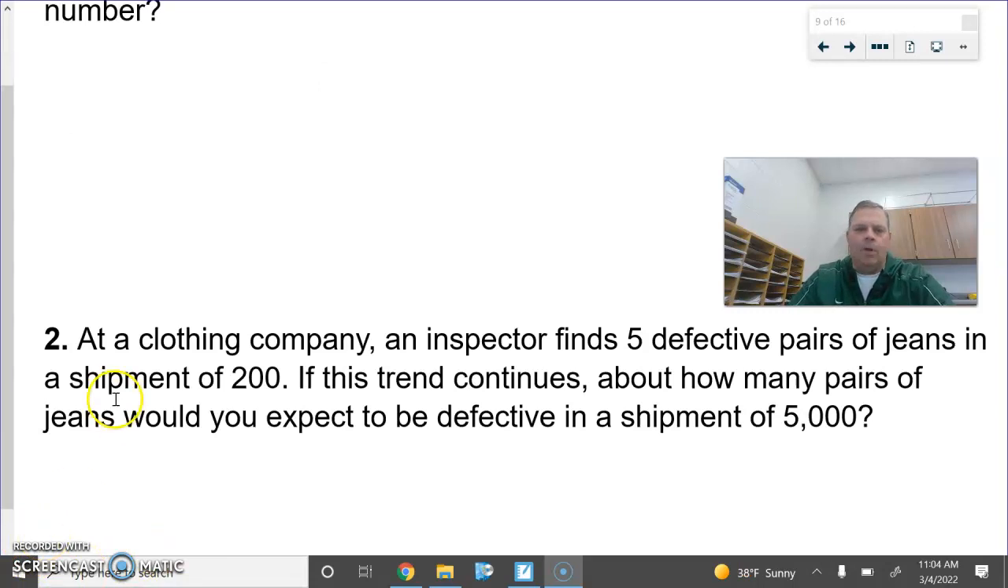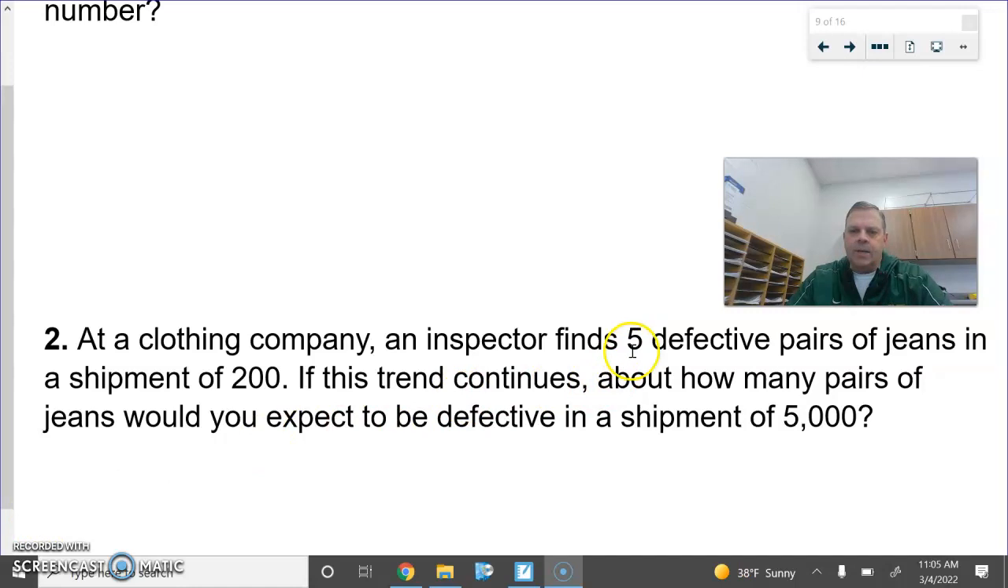A similar example would be at a clothing company. An inspector finds 5 defective pairs of jeans. Now we are actually talking about the pants instead of the curly-haired jeans and the straight-haired jeans and those kinds of things. But they find 5 defective pairs of jeans in that shipment of 200. If this trend continues, about how many pairs of jeans would you expect out of a shipment of 5,000? Please pause that video, talk to your neighbor, and see how many pairs of jeans you would expect to find.